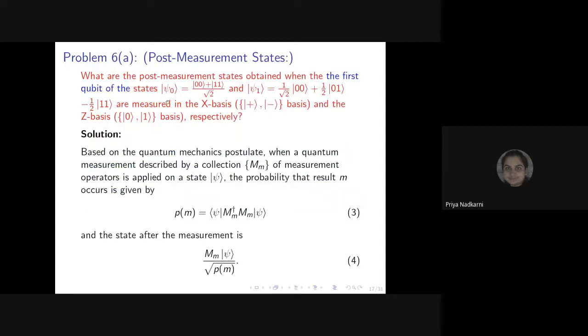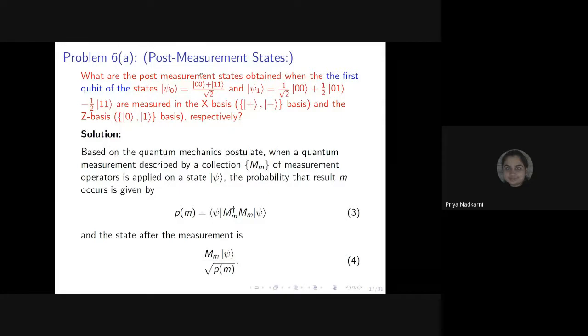Okay, so the first part of the problem is on the post-measurement state. There was one typo in the question. So here the question is, what are the post-measurement states obtained when the first qubit of the states psi naught equals 1 by root 2 (00 plus 11) and psi 1 equals 1 by root 2 00 plus half 01 minus half 11 are measured in the x basis, the plus minus basis, and the z basis, which is the 0 1 basis, respectively.